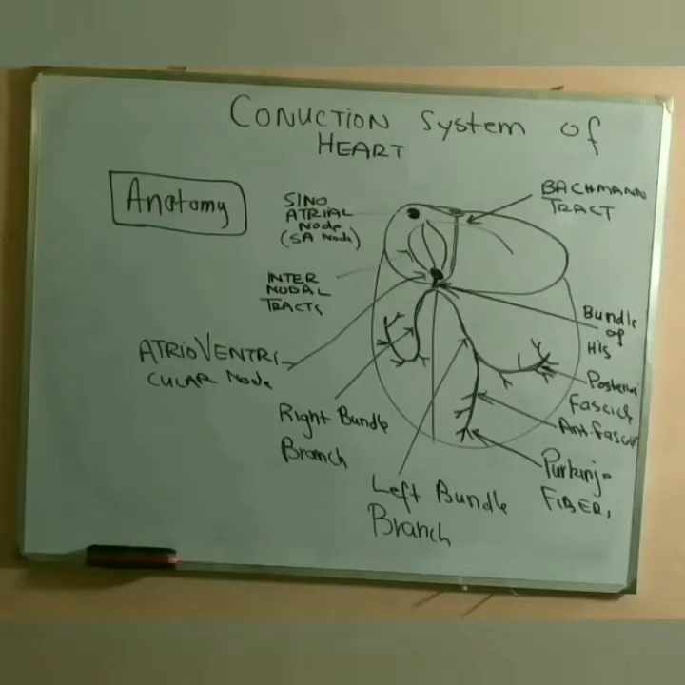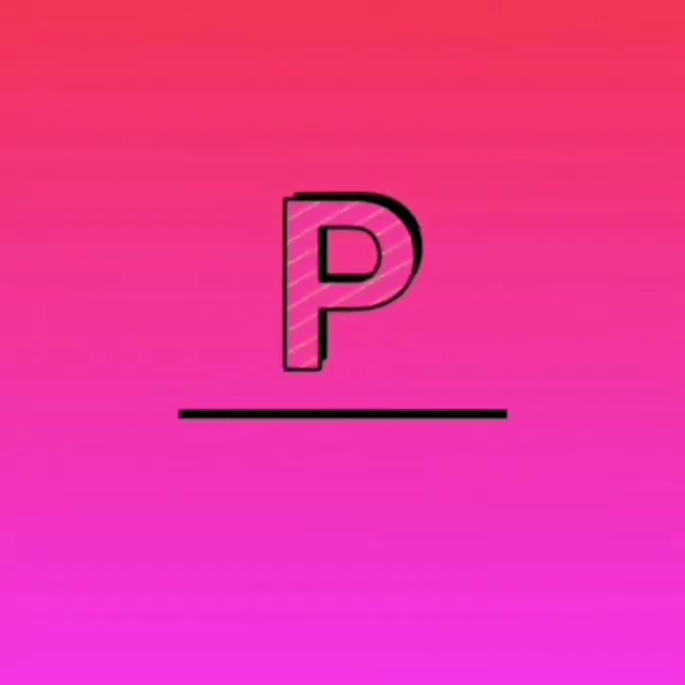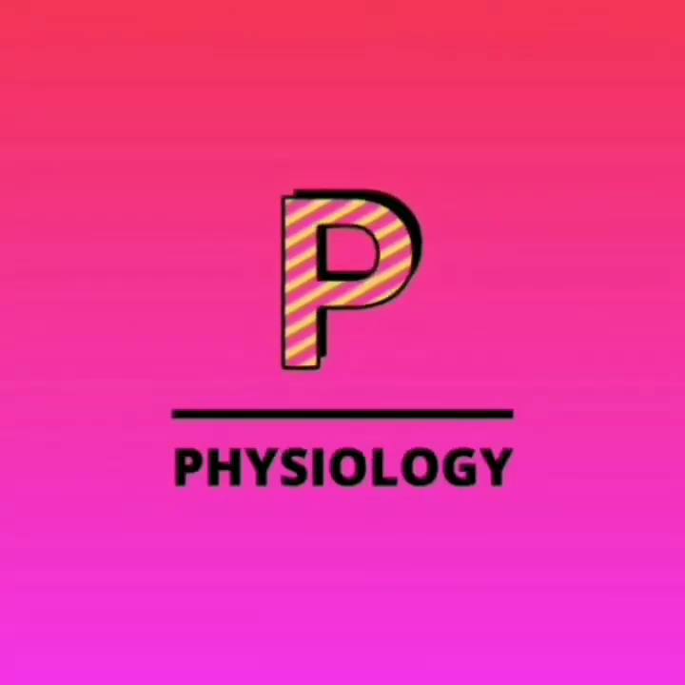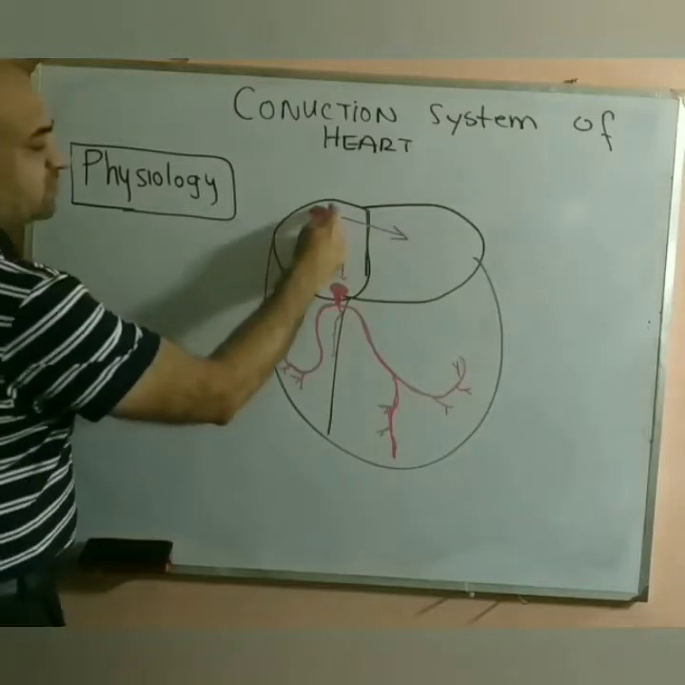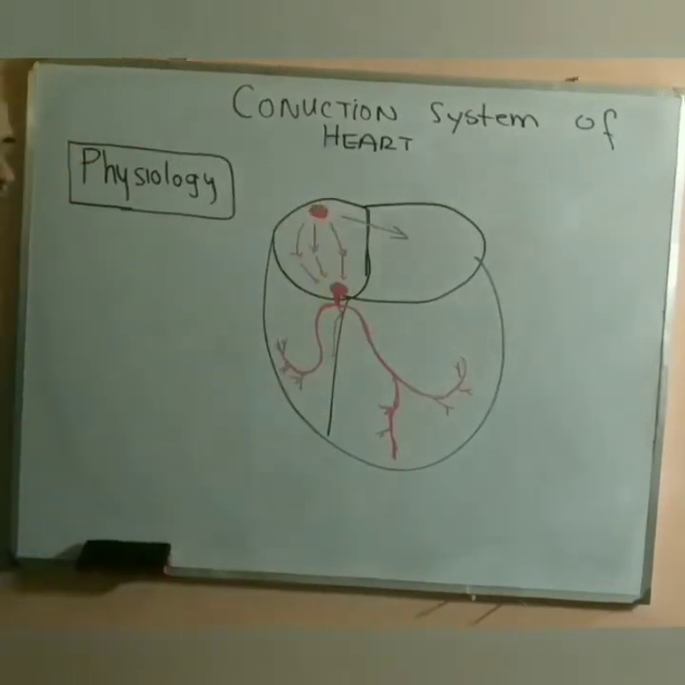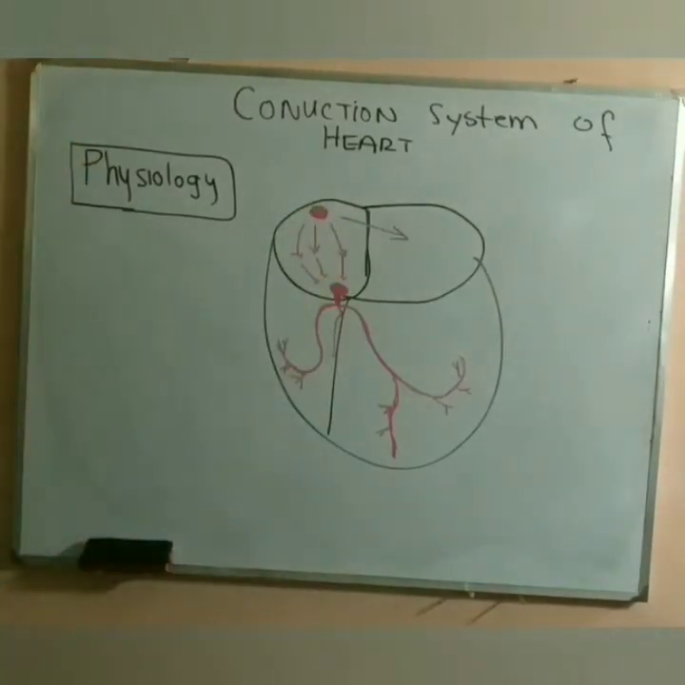Now let's see what the physiology of the conduction system of the heart is. Talking about the physiology, it all starts from the SA node. Impulse transmission starts from the SA node. How? From where does it come to the SA node? The SA node, or sinoatrial node, automatically fires.